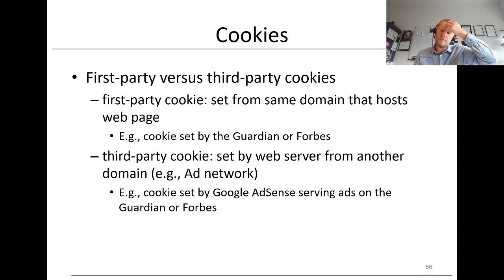You still remember from the example I gave earlier that The Guardian and Forbes use Google AdSense as their ad networks. These ad networks can also set cookies. So a third-party cookie is set by a web server from another domain, in this case, Google, the ad network. A cookie set by Google AdSense serving ads on The Guardian or Forbes is an example of a third-party cookie. Here you can see this visualized.